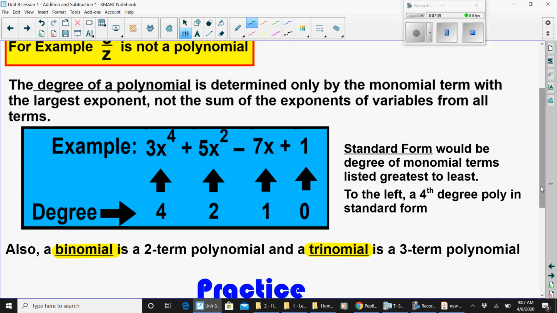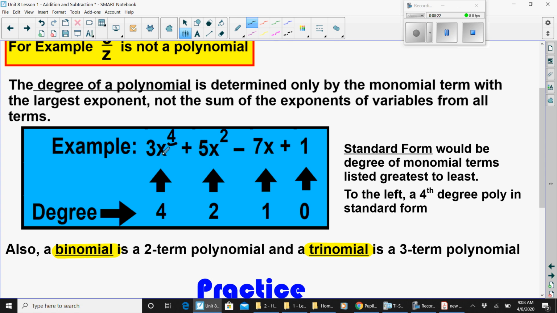The degree of a polynomial is determined only by the monomial term with the largest exponent, not the sum of the exponents of the variables. So this is a little bit different. The degree of a polynomial is different than the degree of a monomial, right? Even though for a monomial you add up the exponents, you don't do the same thing with the degree of a polynomial. It's always the largest exponent of the monomial term.